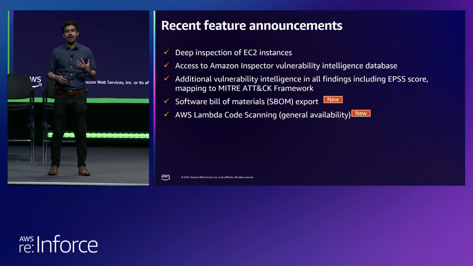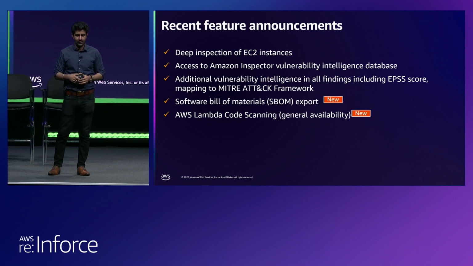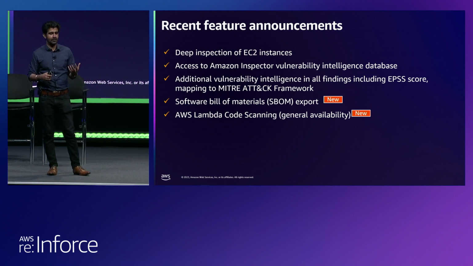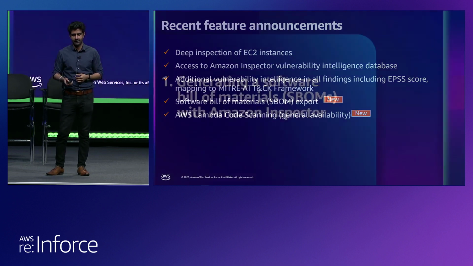And we also now map to the MITRE ATT&CK framework. So if there are some techniques or sub-techniques being used to exploit a specific CVE, we also provide that information. Now, these two are the main ones that we announced yesterday: software bill of materials export and Lambda code scanning general availability. We had been in public preview for the last 3 months.